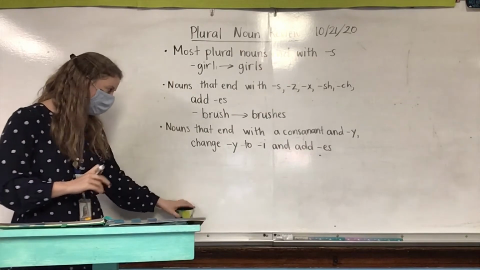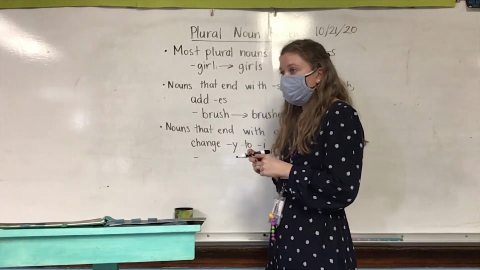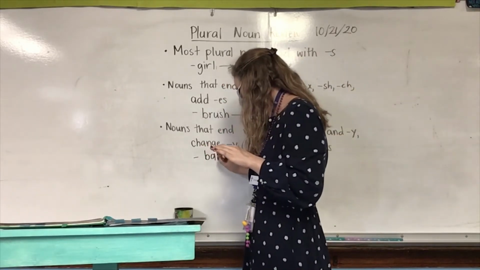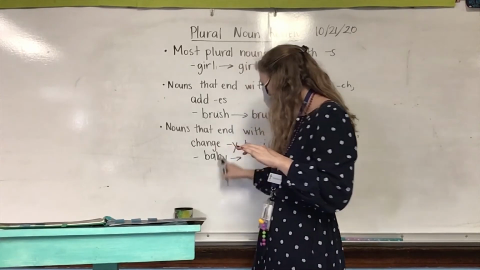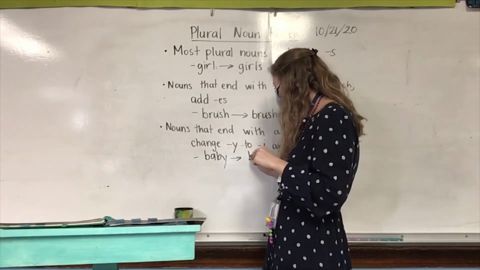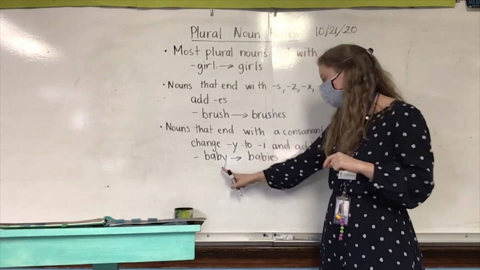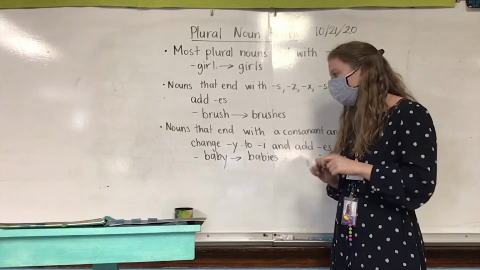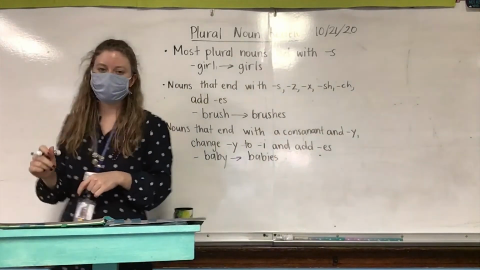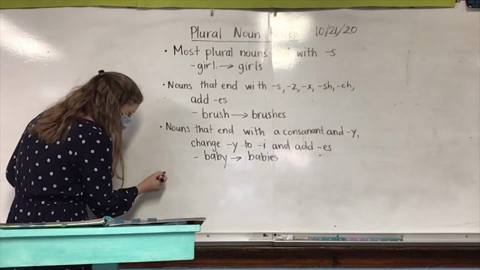Victoria, give me an example of a noun that follows that rule. Babies. Baby, B-A-B-Y. We have the consonant B followed by a Y. Becomes what, Victoria? Babies. We change the Y to an I and add ES. Now one more pretty common rule.